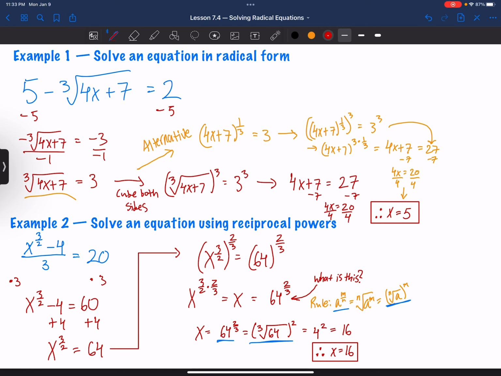There's a nice example of solving with reciprocal powers. Notice, again, to recap, all I did was I isolated that x term, and then once I did that, I raised to the reciprocal power, meaning whatever fraction it is, flip it and put that as the power instead. And yeah, that's the basic premise. That's all you really need to know going into class.